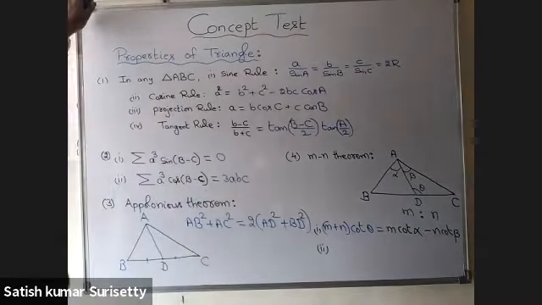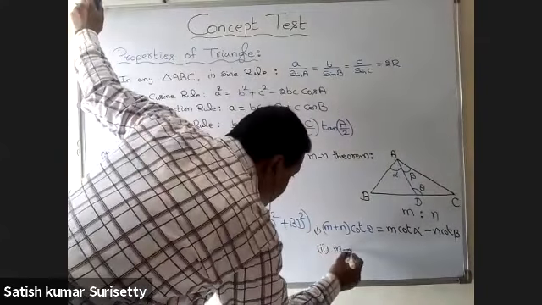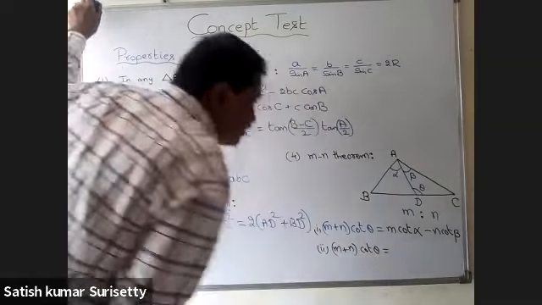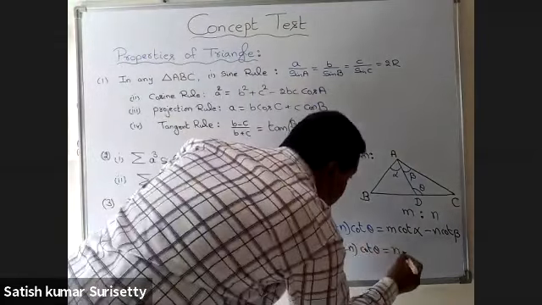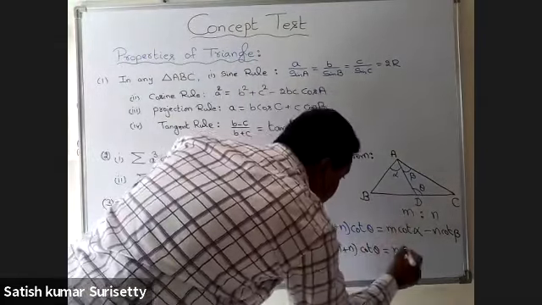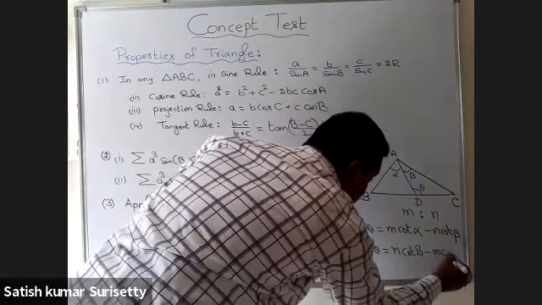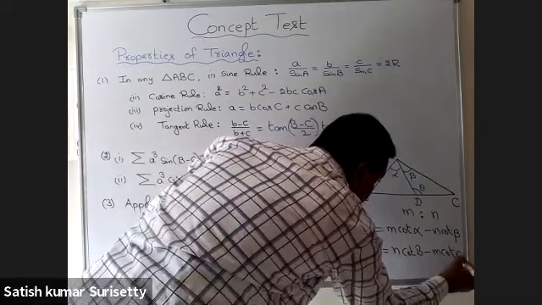One more is (m plus n) into cot theta equal to n cot B minus m cot C.